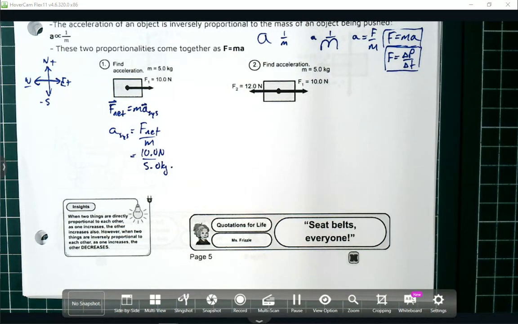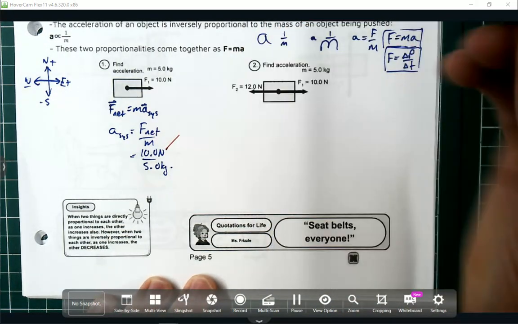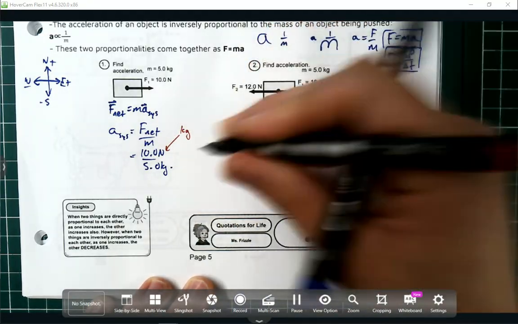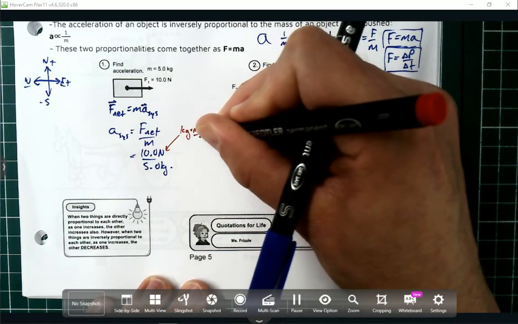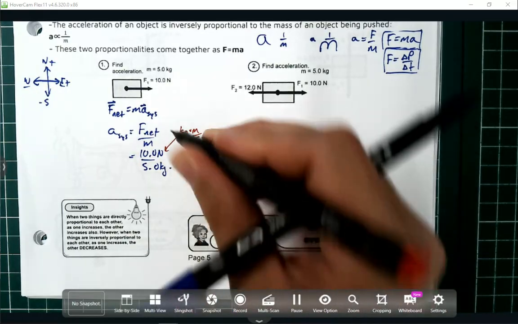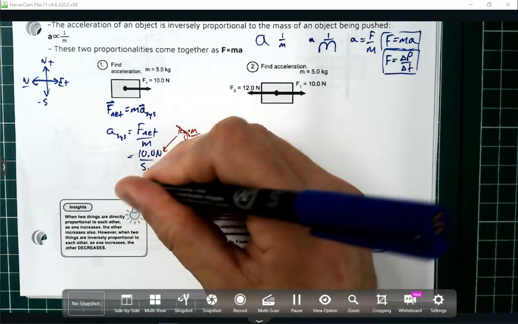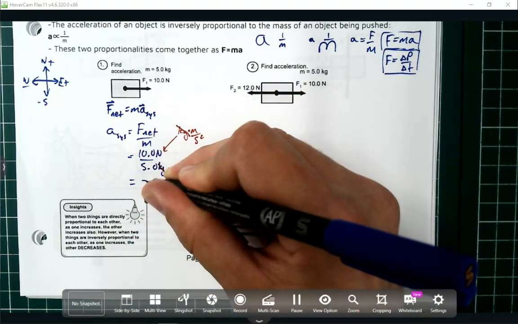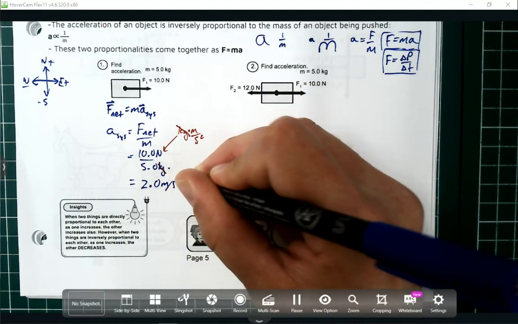And just as a quick aside, to make sure that everybody remembers, a newton, even though it is this fellow's last name, is really just a shorthand way of writing kilogram meters per second squared. And so when I have newtons divided by kilograms, I'm going to cancel out the kilograms and leave behind meters per second squared. And 10 divided by 5, of course, is 2. And there's only two significant figures there, so I'm going to say 2.0 meters per second squared.